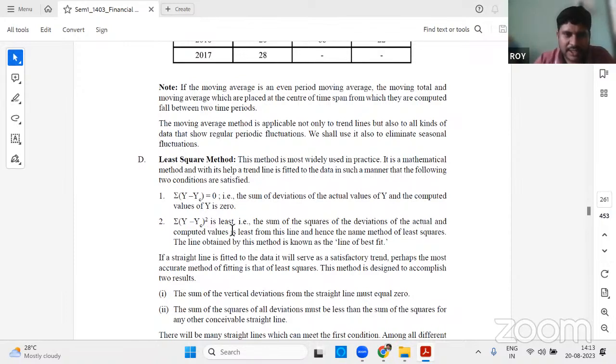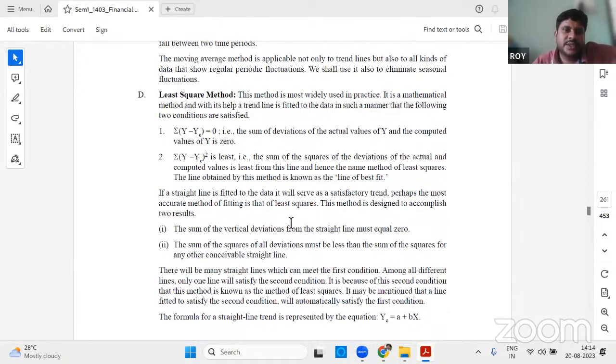Next is least: the sum of squares of the deviations of the actual and computed values is least from this line. Hence the name method of least square. The line obtained by this method is known as the line of best fit. You take the squares of the deviations, and you will get the least square. Okay, least square method.